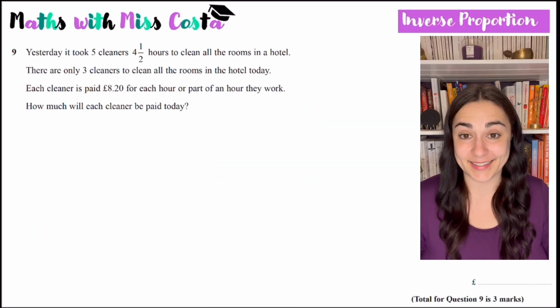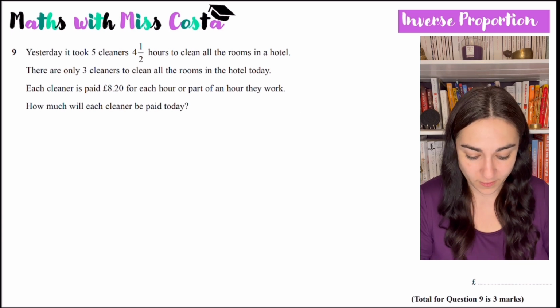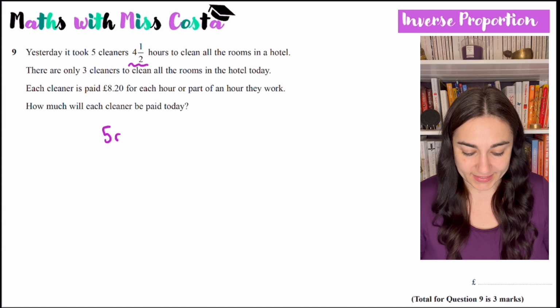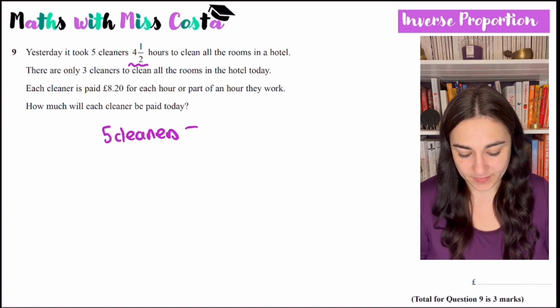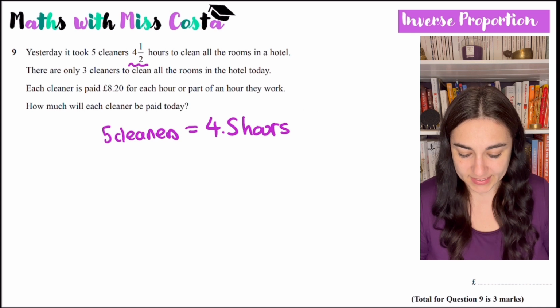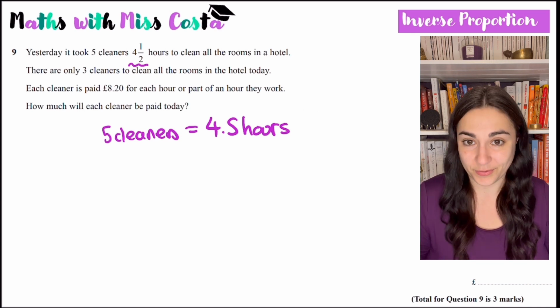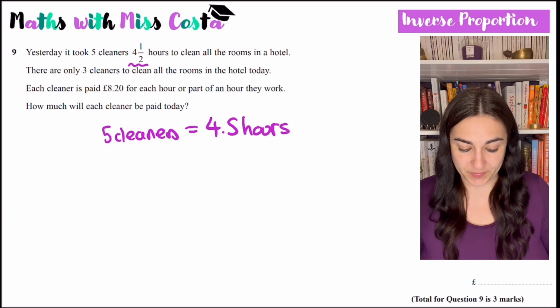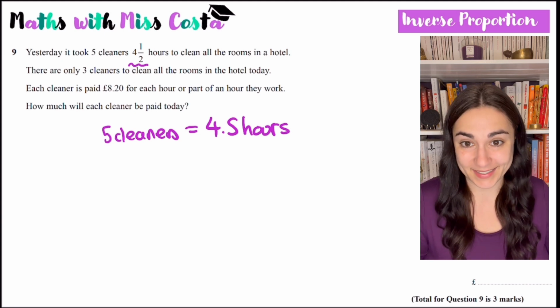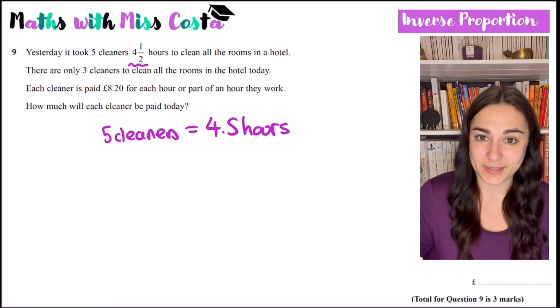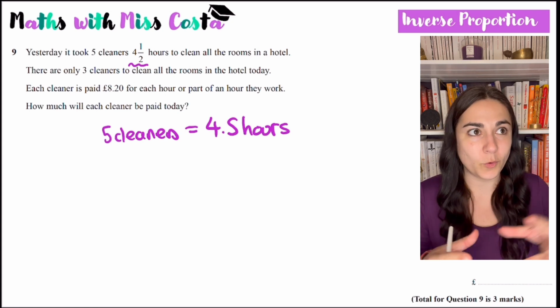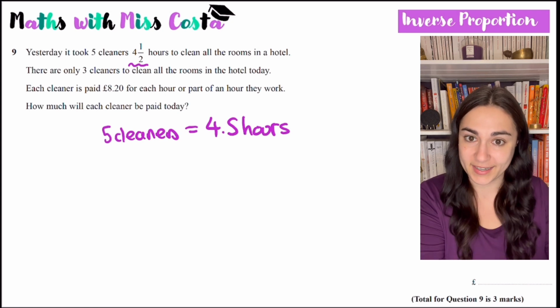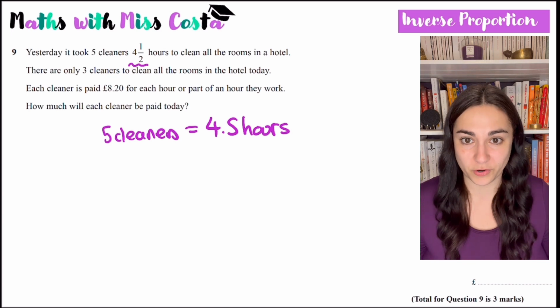In this question, I'm told that yesterday it took 5 cleaners 4.5 hours to clean all the rooms in a hotel. So 5 cleaners, it took them 4.5 hours. Today, there are only 3 cleaners to clean all the rooms. So I need to figure out how long it's going to take them. Now, this is inverse proportion, because if you think about it logically, the more people you have there to clean, the quicker you're going to clean it. The less people you have, the longer it's going to take.